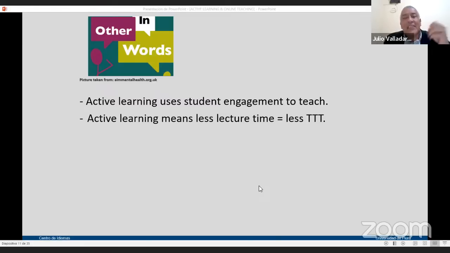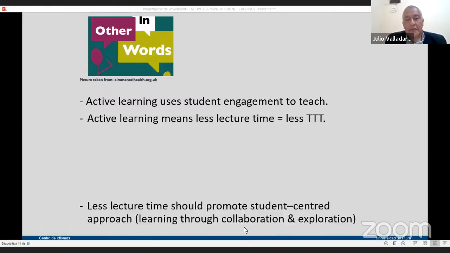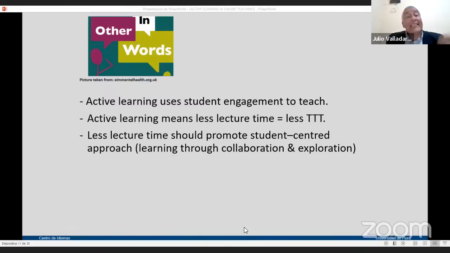Yes. So less teacher talking time. Less lecture time should promote a student-centered approach. Collaboration, exploration, doing some research in the class. If you have a computer lab, take them to the lab. If you don't, ask for permission so the students can use their mobile phones just for 10 or 15 minutes.